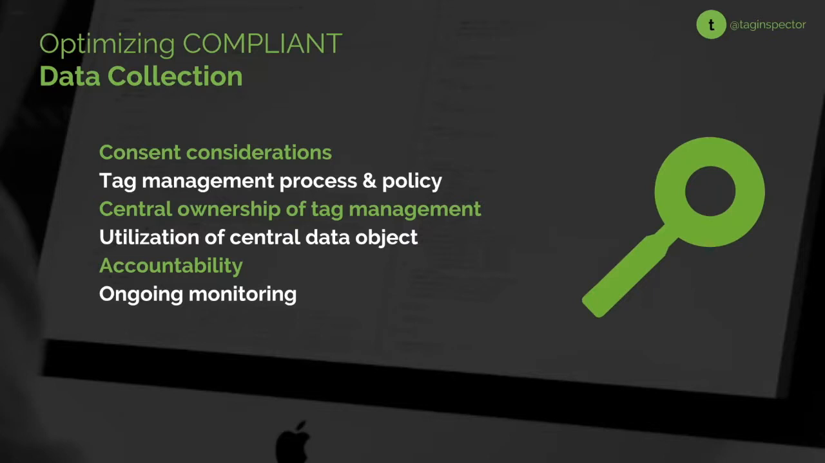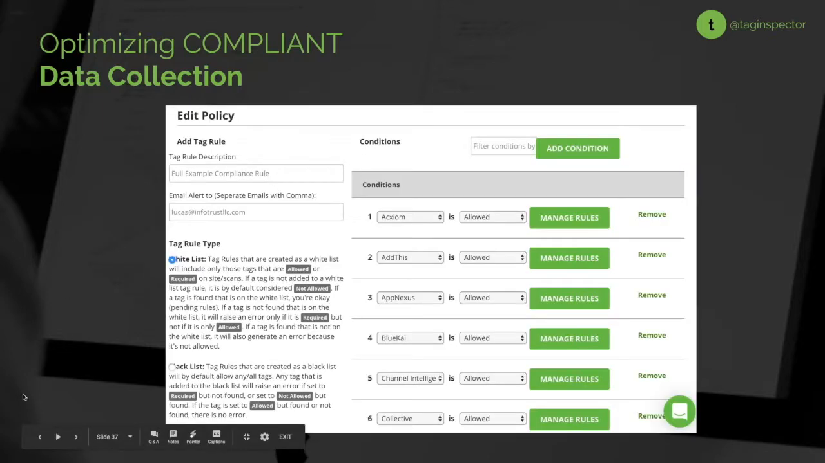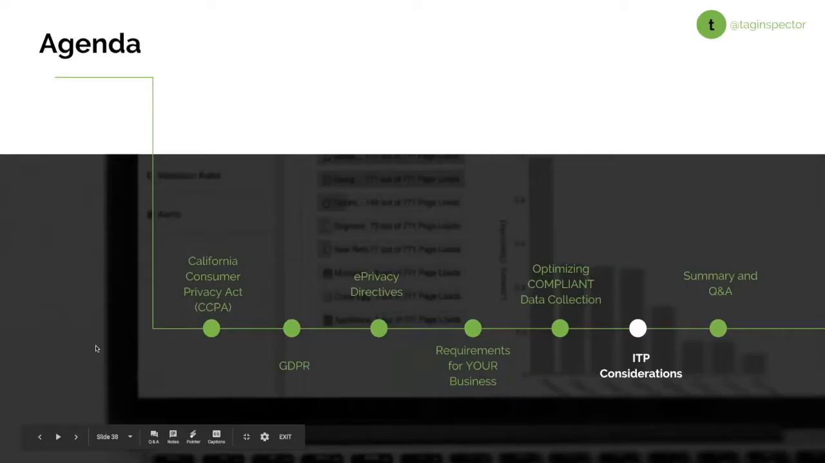And then also ongoing monitoring. So having some processes in place in order to make sure that the architecture stays solid. This is just a quick screenshot of a whitelist policy, defining the different things that are allowed, and then having a system in place. This is using Tag Inspector, but there's a number of ways you could potentially do this within your organization, making sure that no unauthorized platforms are popping up and no unauthorized data begins to be collected.